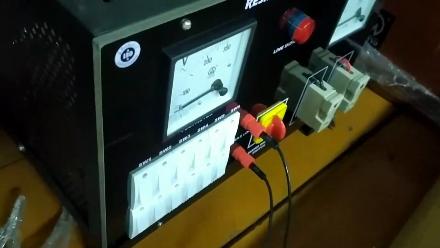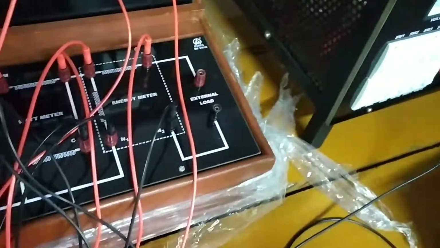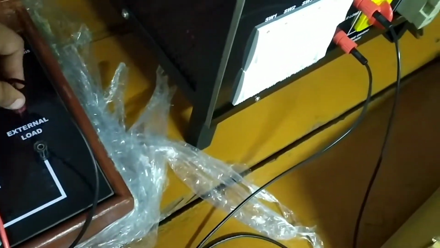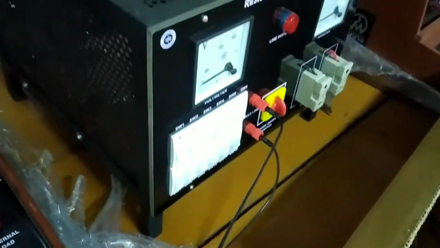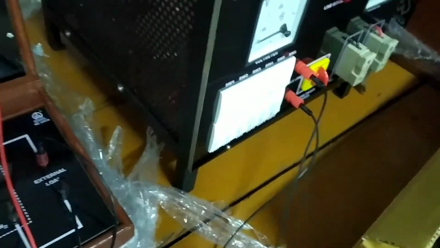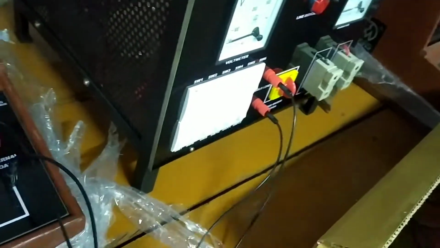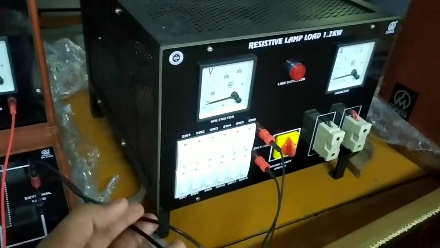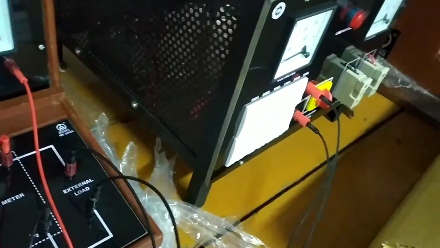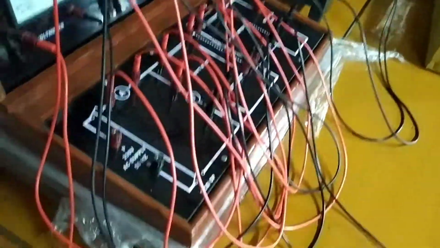You have to take one point to this external load, and another point to the second terminal of the external load. So you have just connected this external load point to this one. ठीक है, the external load of the panel you have connected to the actual load. The load points of the panel that you have connected with the resistive load. So you have connected the load and now you have to give the supply.